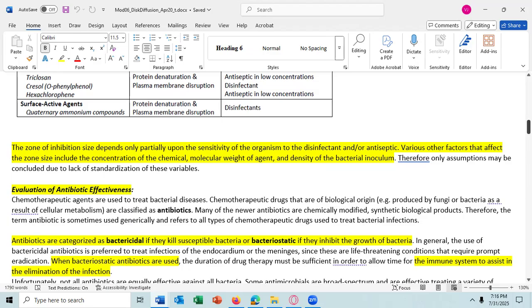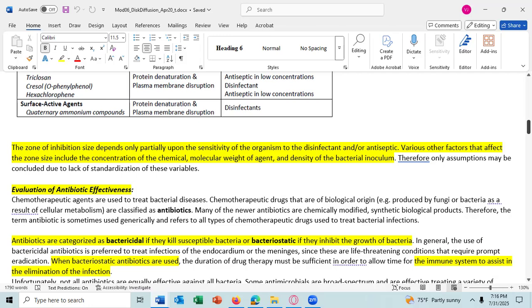The molecular weight of the agent can also affect the zone of inhibition size. Generally, the smaller the chemical, the larger the zone of inhibition. And that's because the smaller the molecule is, the greater it can diffuse through the agar.